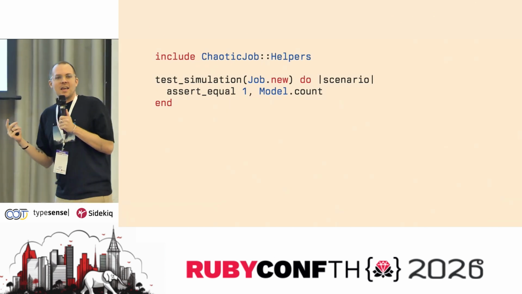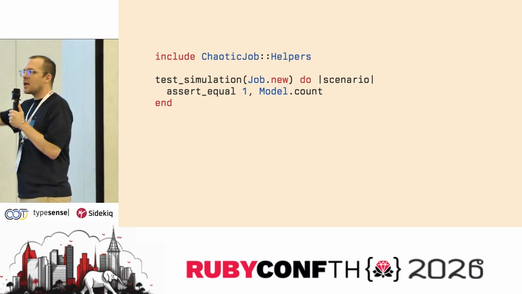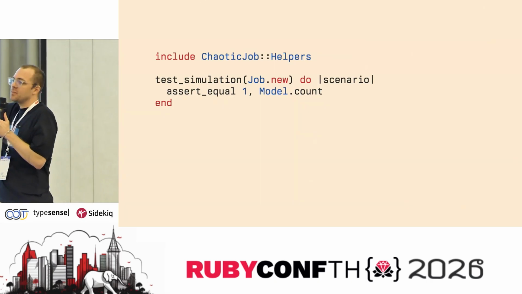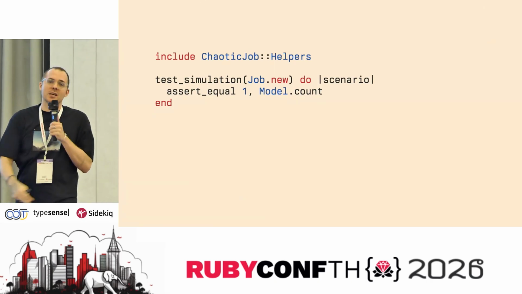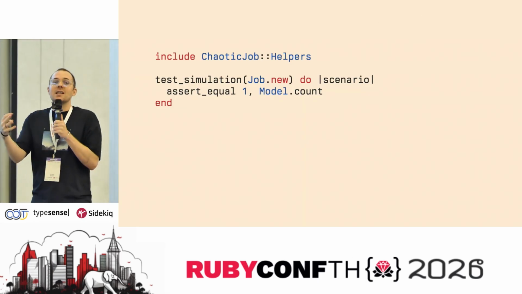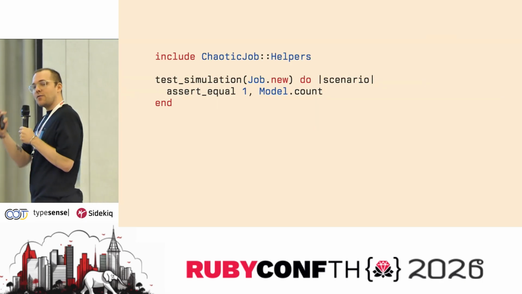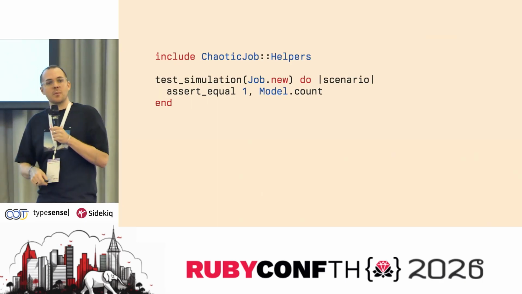Yeah, I can. So the next helper that chaotic job provides is a testing macro. So you don't call this inside of your test method. This is its own class method that will create dynamically its own test methods. It's going to create a different test for every possible failure scenario in your job. What does that look like?